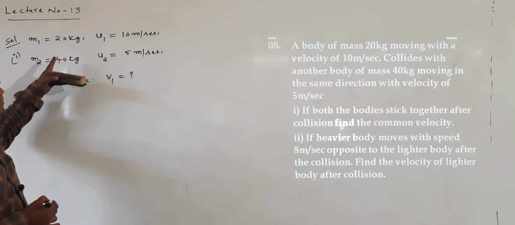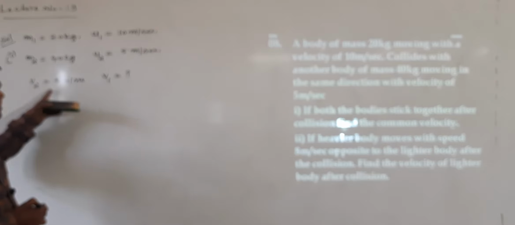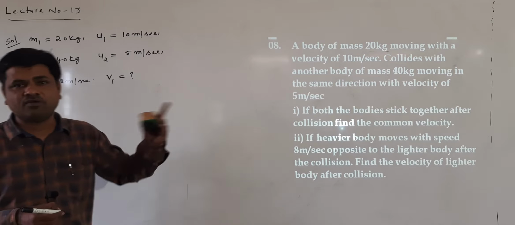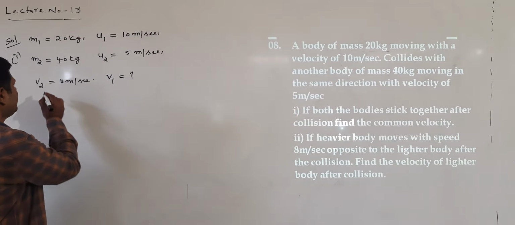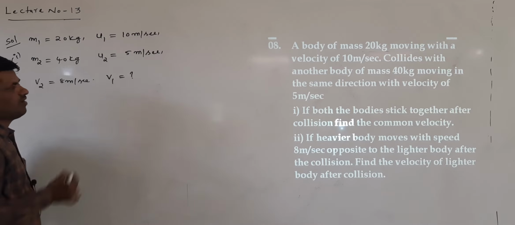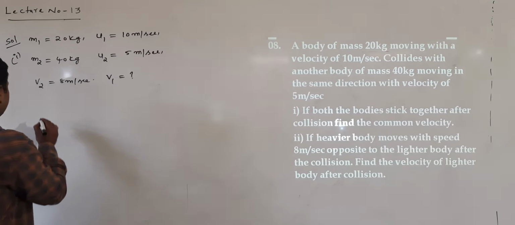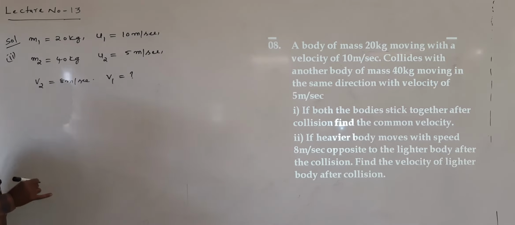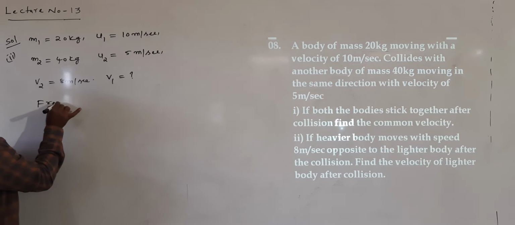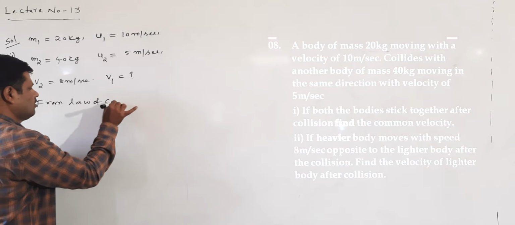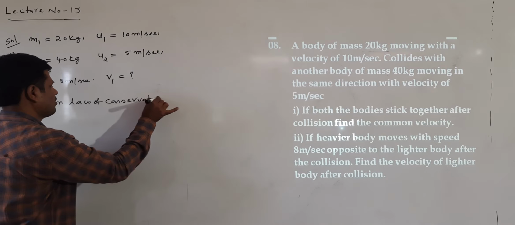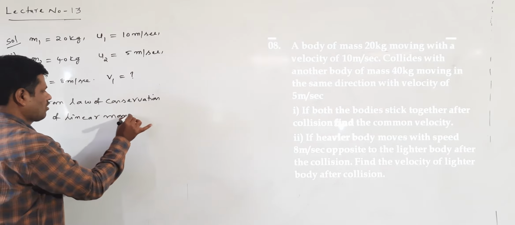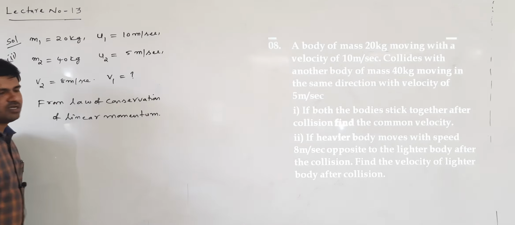The heavier body has mass m2, and its velocity is v2. The lighter body has mass m1, and its velocity after the collision is v1. So v2 is considered as 8 meter per second. We want to find v1. Again we apply the law of conservation of linear momentum, for this second question.